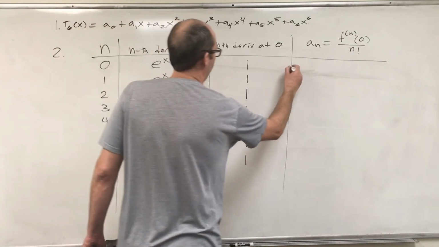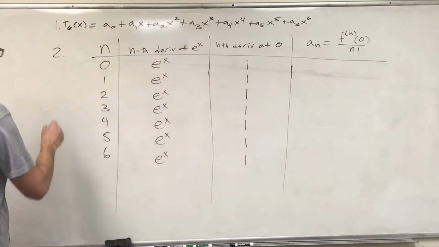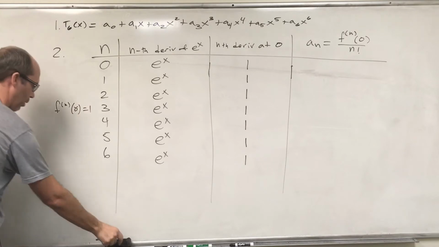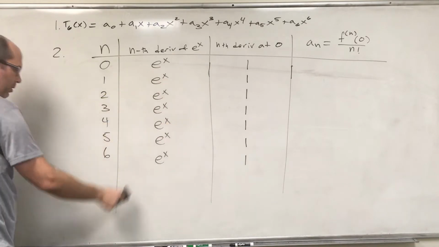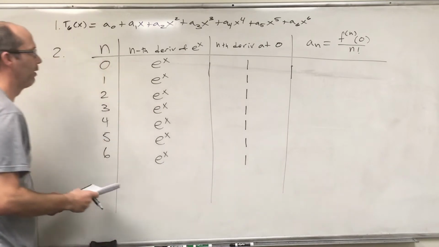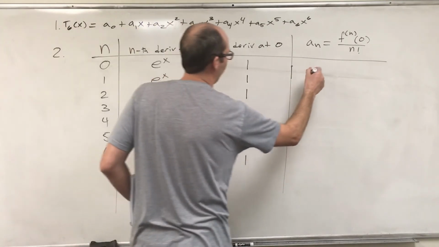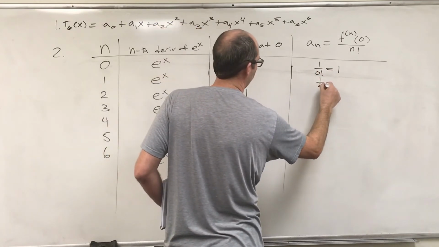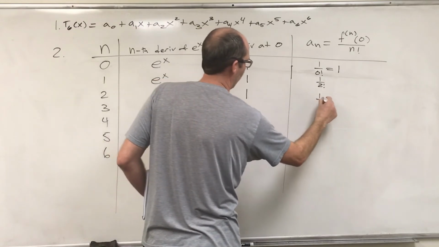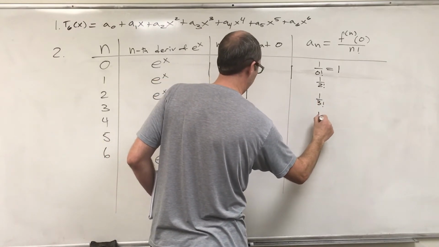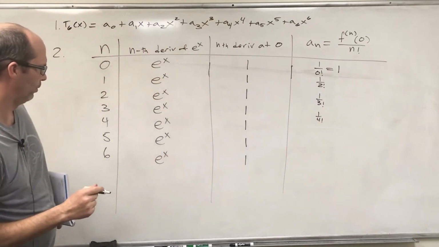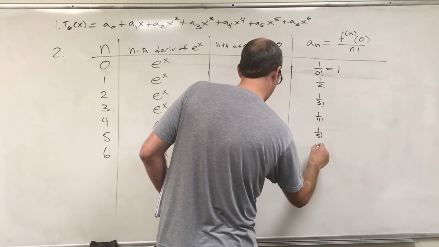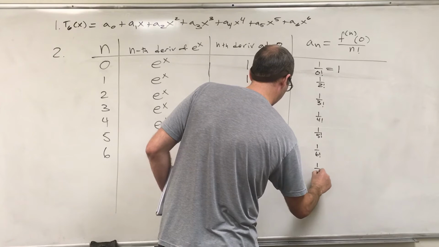Okay, so here you can see that in general, f^(n) of 0 is always 1 for this example. So we have 1 over n factorial. This first one is 1 over 0 factorial, otherwise known as 1. Then 1 over 2 factorial, 1 over 3 factorial, 1 over 4 factorial, 1 over 5 factorial, 1 over 6 factorial.